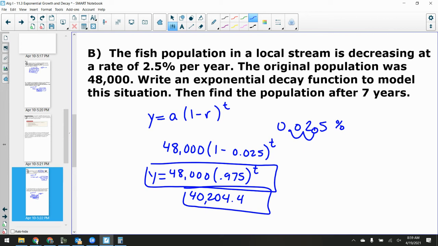Okay, so these two formulas that we added on today, they're essentially the same formula, right? They have the same things in it. The only difference is the plus and then the minus.